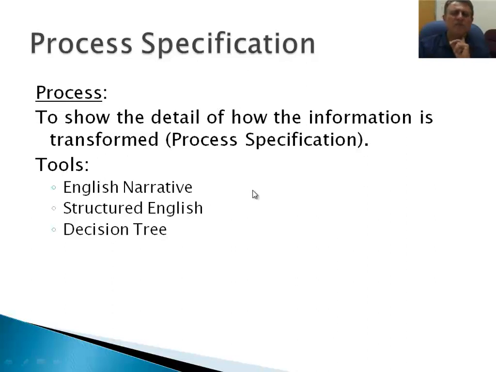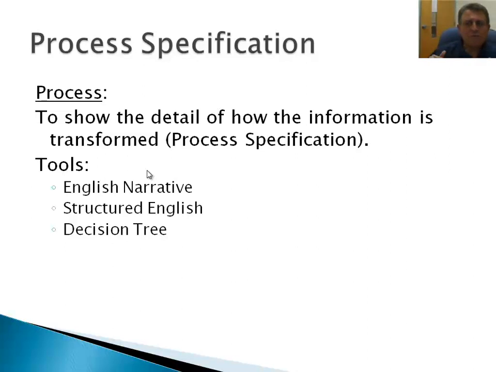What's the process specification? A process is to show the detail of how the information is transformed. Meaning this is about those bubbles, those circles that are representing our processes or functions, subroutines, tasks, all right?